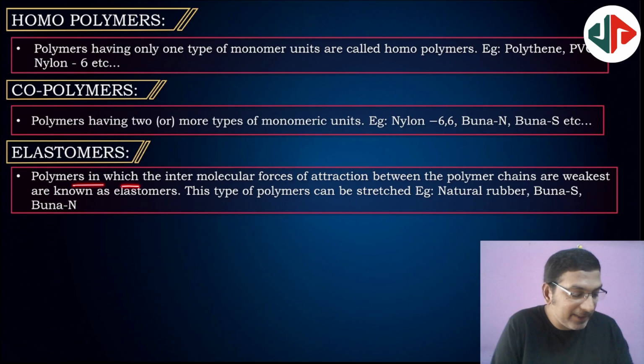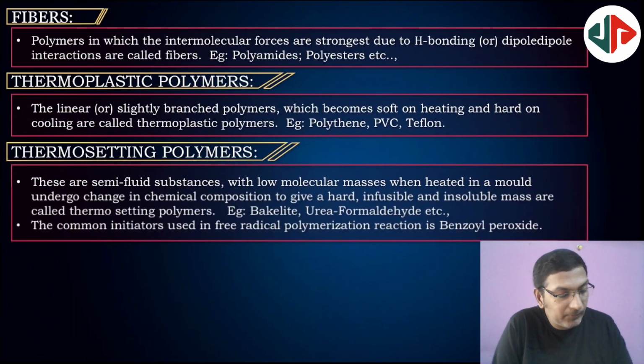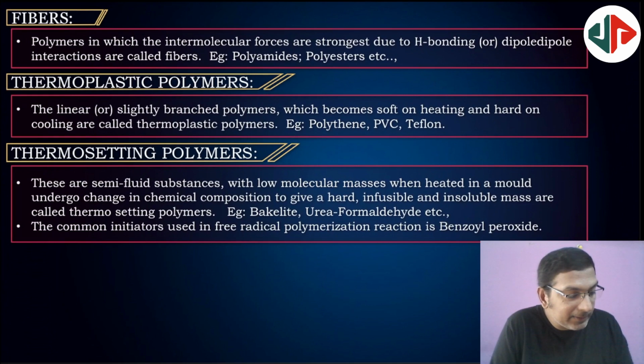Elastomers. Polymers in which intermolecular forces are weakest are known as elastomers. So this is possible in case of natural rubber, Buna-S, Buna-N. That means rubbers are elastomers. Next, fibers. These are the polymers in which intermolecular forces are strongest due to hydrogen bonding or dipole-dipole interactions. So polyamides and polyesters are fibers.